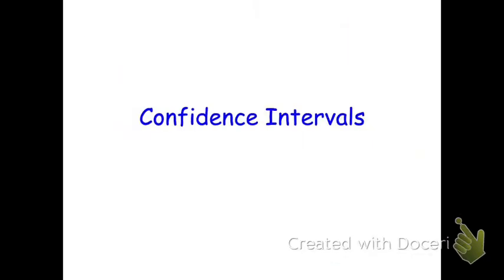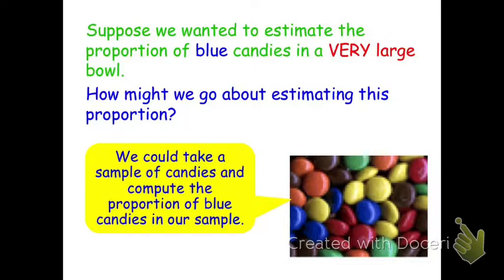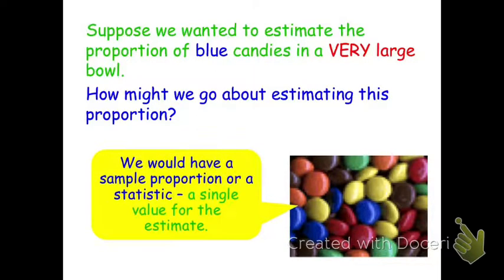Okay, confidence intervals. Suppose we wanted to estimate the proportion of blue candies in a very large bowl. A very large bowl, like there would be no way that we could count all of them. So we could take a sample, find the proportion in our sample, and mirror that to the population.